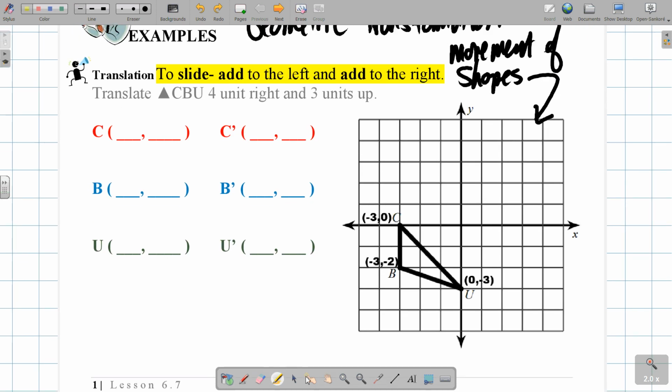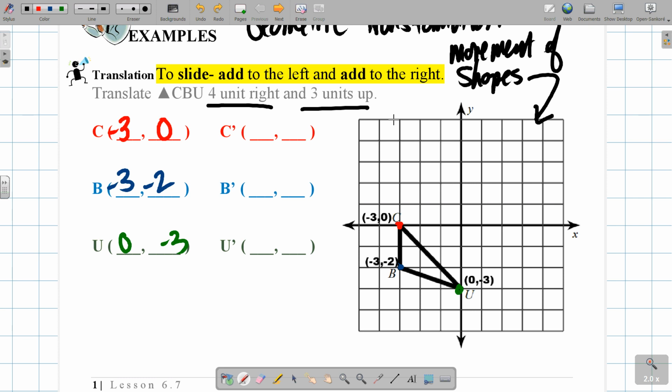I'd like you to say this out loud with me. Translation, or to slide: add to the left, add to the right. So translation means to slide. You'll see that in a moment. So we have these 3 points: (-3, 0), that's C. B is going to be at (-3, -2). And U is going to be at (0, -3). And we're going to slide this shape 4 units to the right and 3 units up.